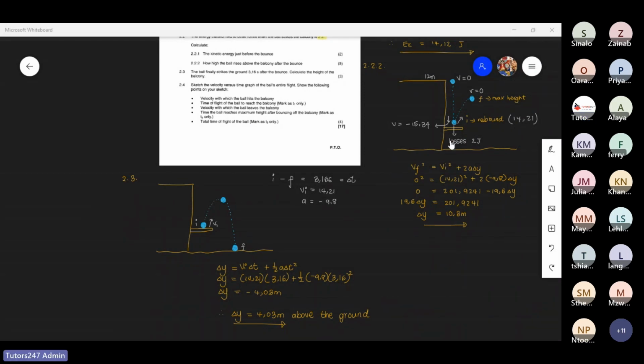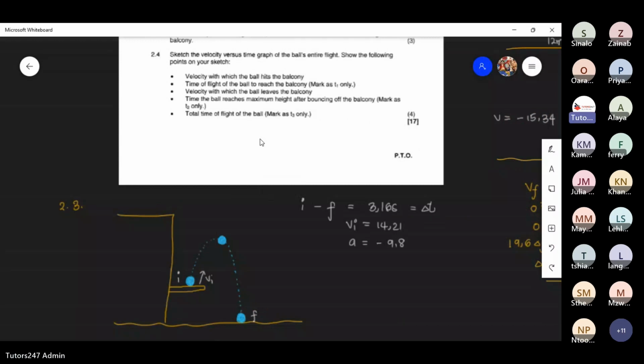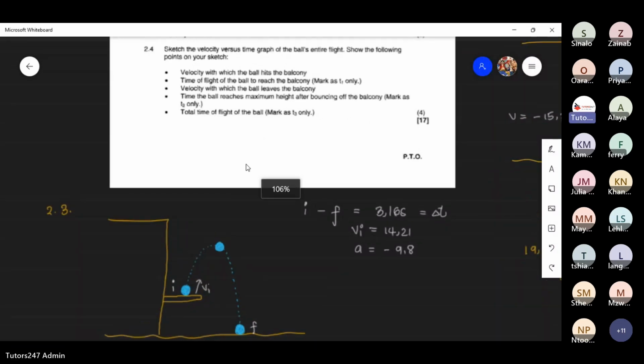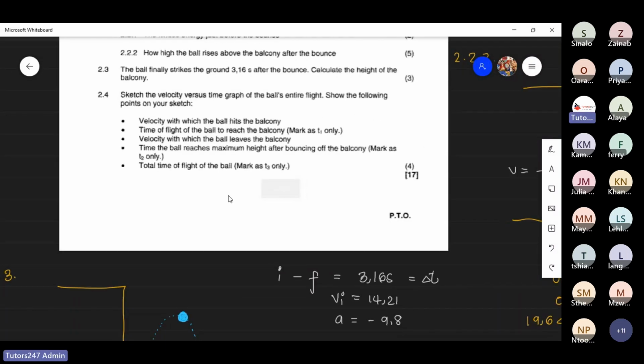So with question 2.4, that's a graph question. Okay, so we've got question 2.4. Sketch the velocity versus time graph of the ball's entire flight. Show the following points on your sketch. So we need to show the velocity with which the ball hits the balcony. Let's just make notes as we read.